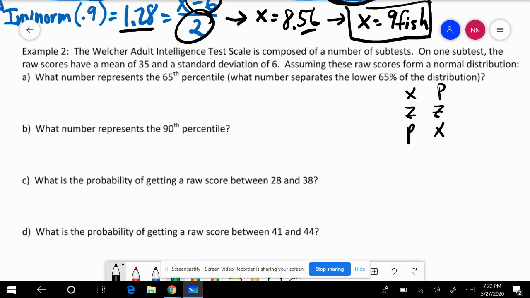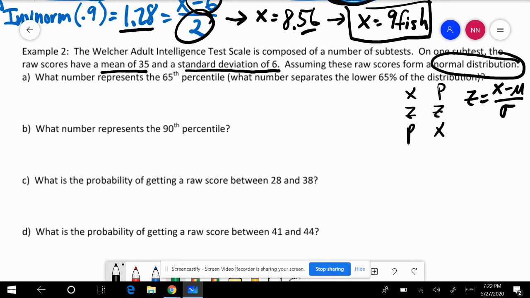So what we have is an intelligence test scale, and it tells us that the mean score is 35, and we have a standard deviation of 6. So that's our key information that we need. And notice that it says normal distribution. In order to solve these, it's always going to say normal distribution. That's how we know we use the normal distribution curve. So whenever it says normal distribution, we know that we're going to be using this formula: z equals x minus the mean, divided by the standard deviation.